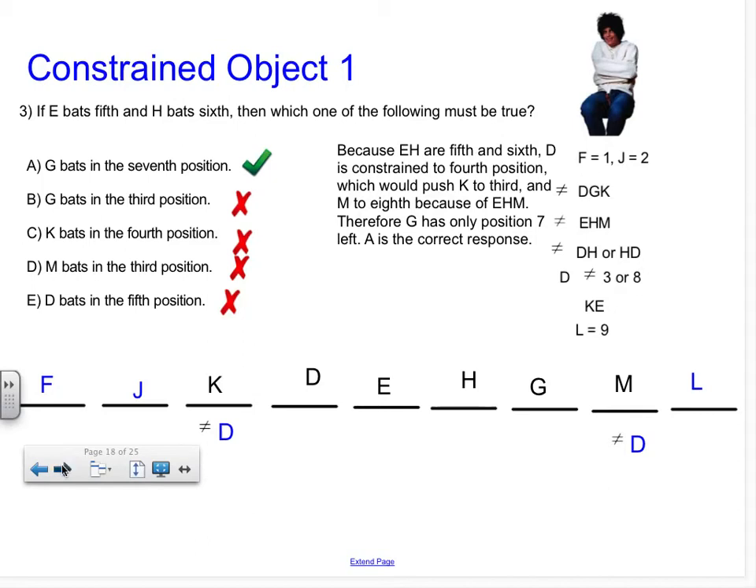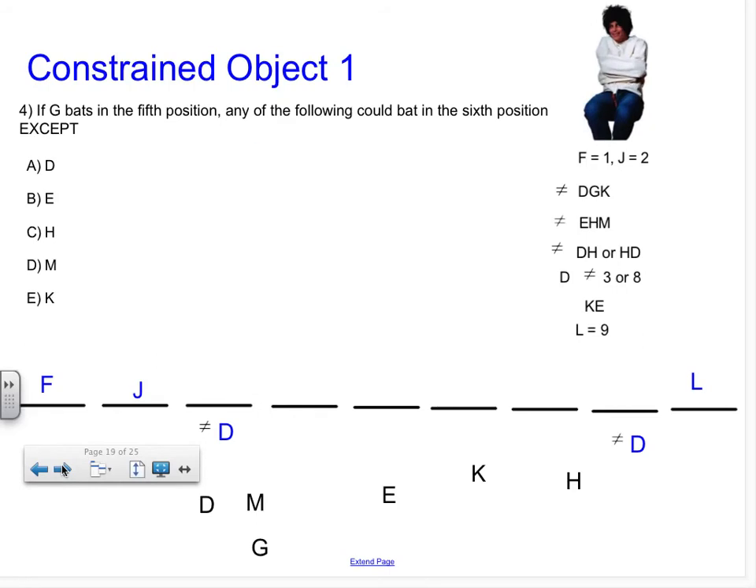Please take a moment to read through Constraint Object question 4. Press pause, and when you are ready to continue, press play.